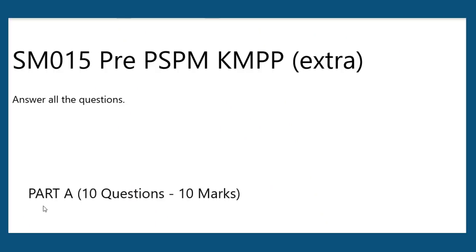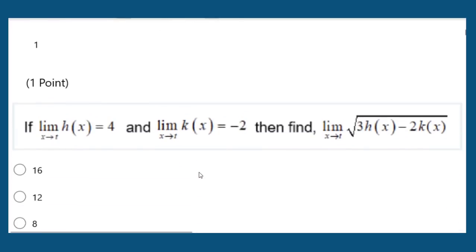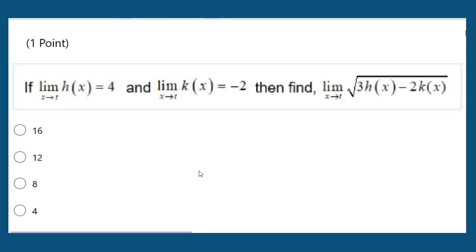In this video, we discuss this paper, pre-PSPM, KMPP, extra. So first is Part A. Part A has 10 questions, 10 marks. Look at the first number, number 1. Given the info, then find the limit.